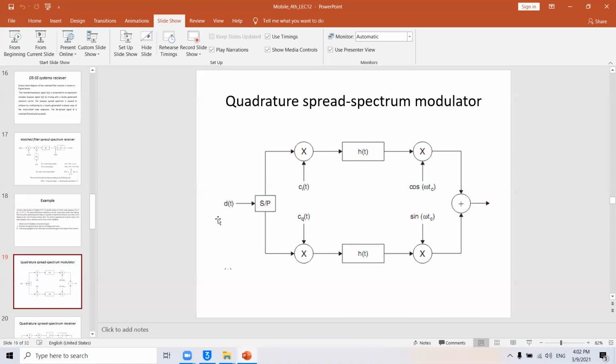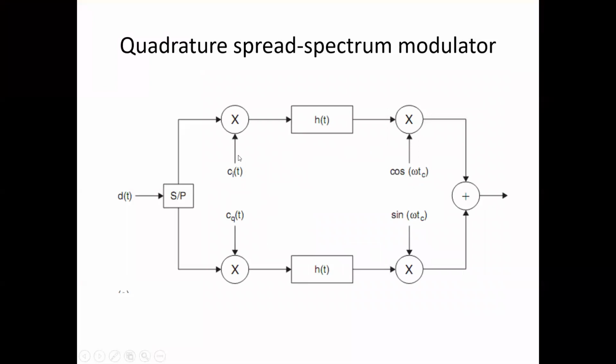At the beginning, we have digital data, D of t, and a serial to parallel converter. The serial to parallel converter will split the data into upper and lower panels. The upper panel will be considered as the in-phase panel, and the other will be the quadrature phase. As you know, there is 90 degrees between the sine and cosine signals. This is the edge of t for the in-phase panel, and this one for the quadrature phase.